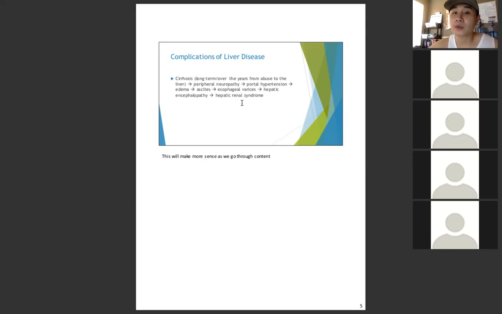And hepatorenal syndrome is basically when it causes issues with the kidneys as well. Of course, this will make more sense as we go through the content. I was just explaining the different meanings of the complications to you guys.